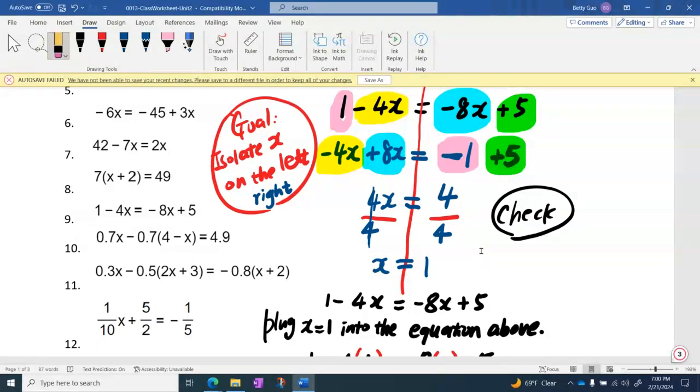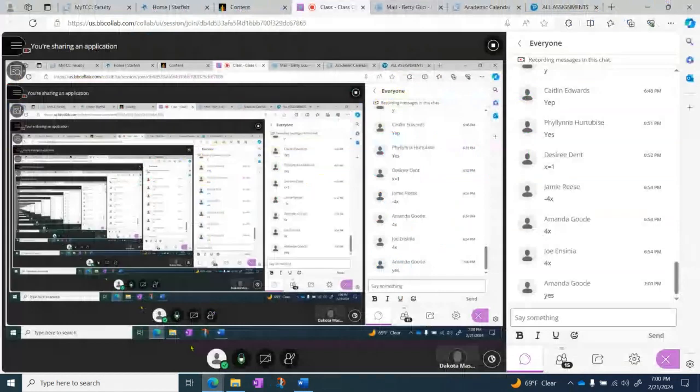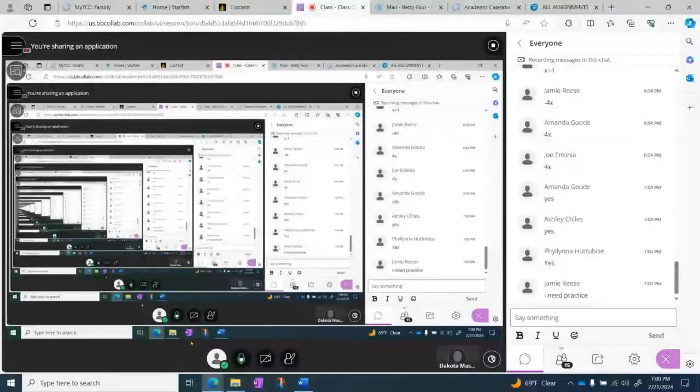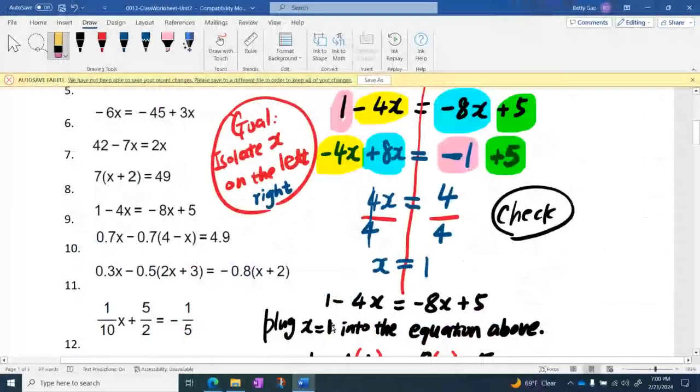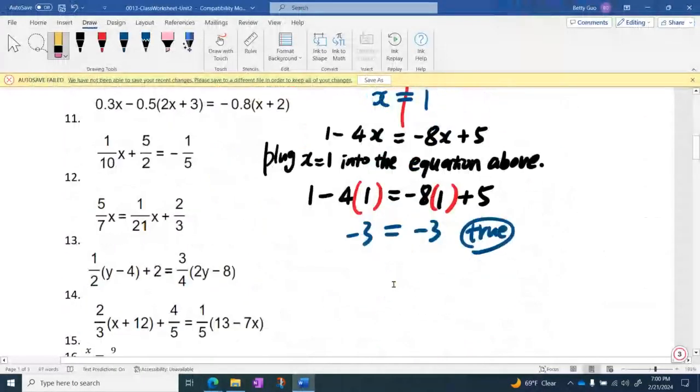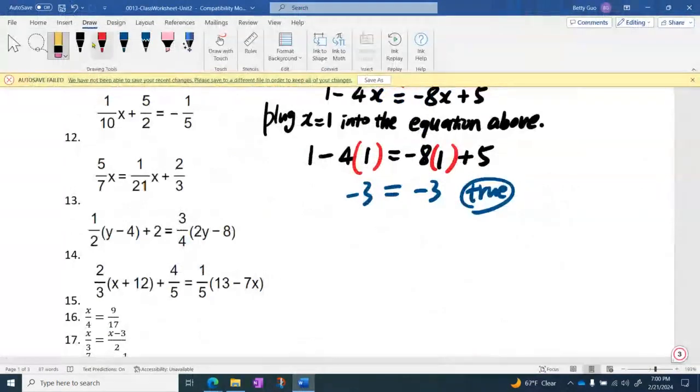Am I clear enough? How do we do this problem? I need a practice. Yeah, Jamie. Okay, how about Jamie? Let's try a different method. This method would be the same method that you would see in a book.